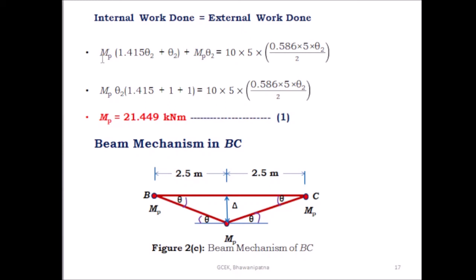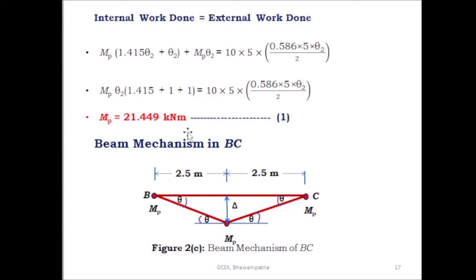Then internal work done is equal to MP 1.415 theta 2 plus MP theta 2, which is equal to 10 into 5 into 0.586 into 5 into theta 2 by 2. Then after simplification, MP is equal to 21.449 kilonewton meter.